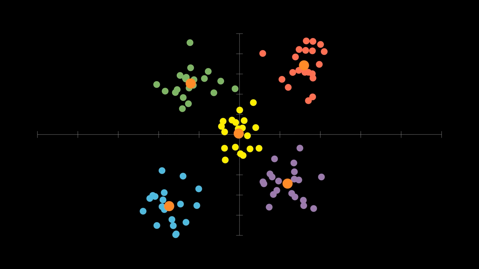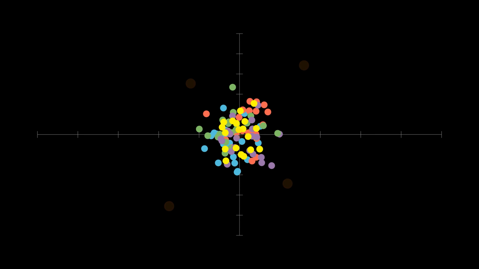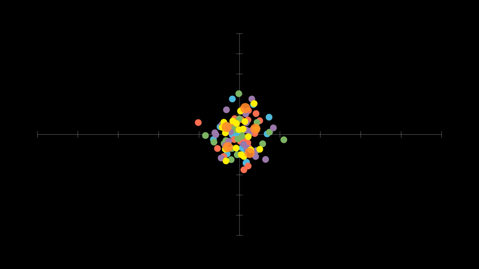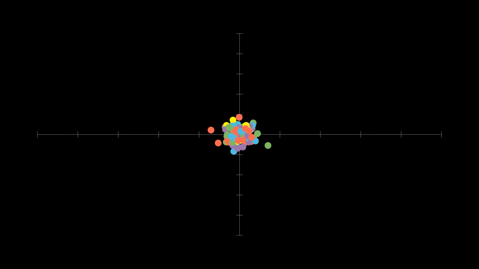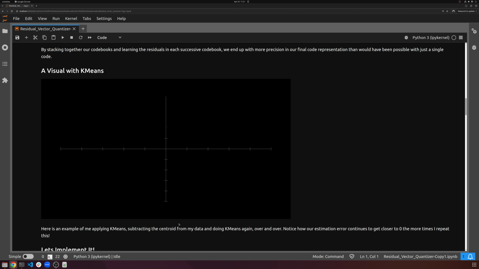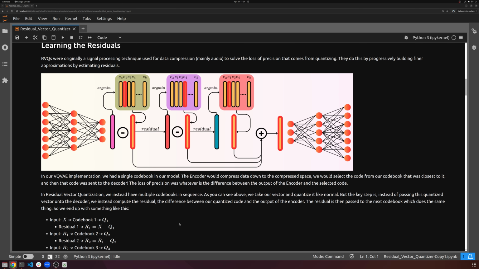Every single time we do it, we find the clusters, subtract the cluster centers from all their points, and then go ahead and identify the residuals. And then again, repeat, and then again, compute the residuals. As long as we do this over and over again, we'll end up having a good representation of our data, right? Just represented by multiple codebooks.